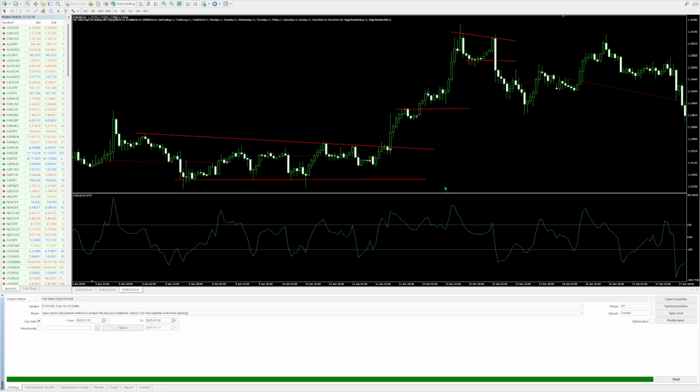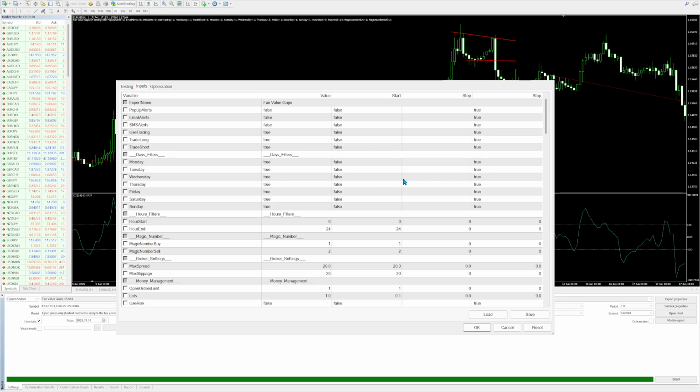But other than that, the EA, as I said, help yourself, use it as you wish. It can do plenty of things. It's based around fair value gaps.